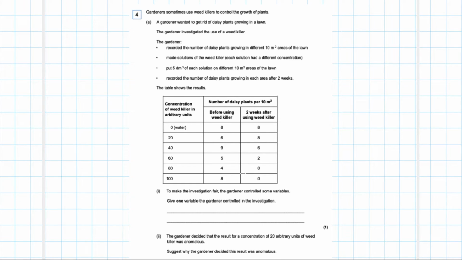So give one variable the gardener controlled in this investigation. So we have to control some variables. So there's lots that you can choose. The type of weed killer is really important to keep the same. So the type of weed killer. Again, you only need one, but there are lots of them. The same volume of solution. So again, you're just changing the concentration, but you're not changing the volume. Because if you change the volume, then that will affect the results. And you haven't got an accurate way of comparing the different concentrations.